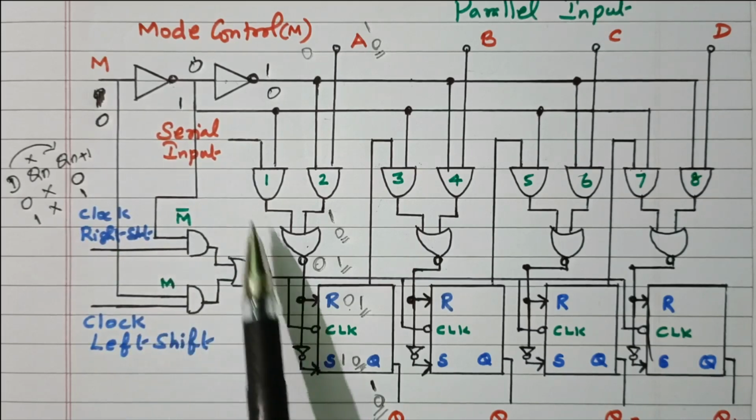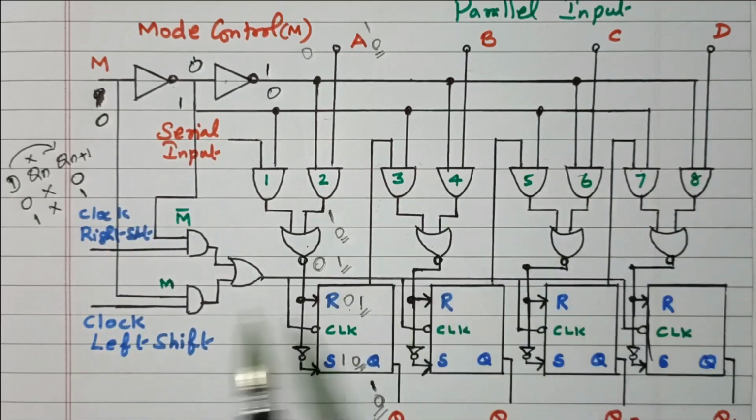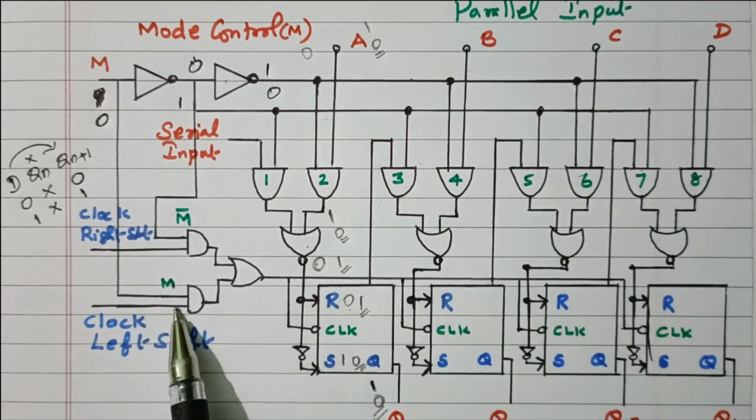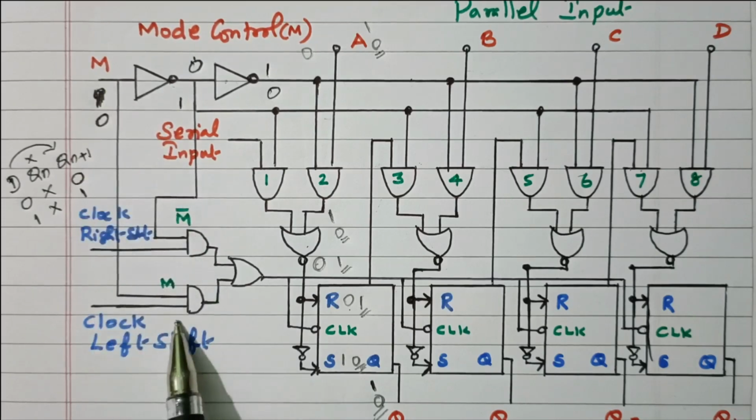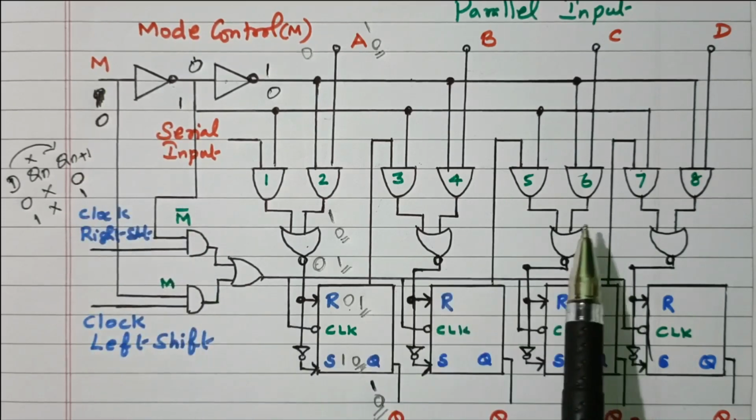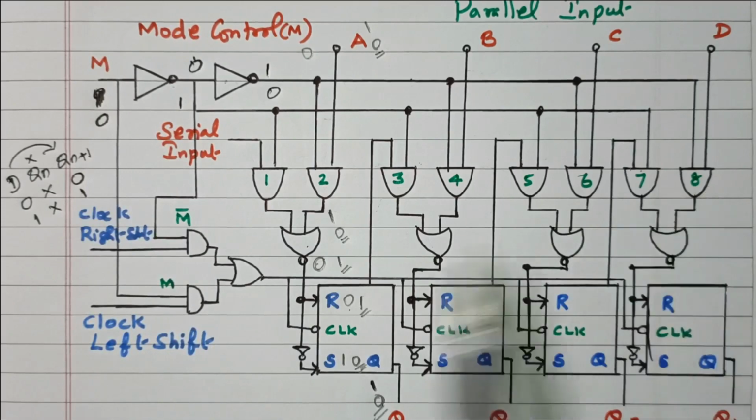So the pulse will be given. So it will perform the right shift operation. If this clock pulse is given, here it is 0. Here it is 0, so it will not perform. Right. So only while going to the left shift operation, it will perform this value.